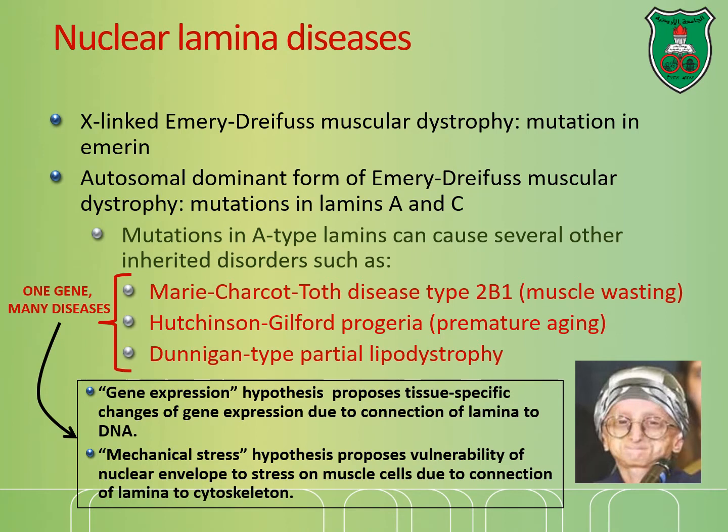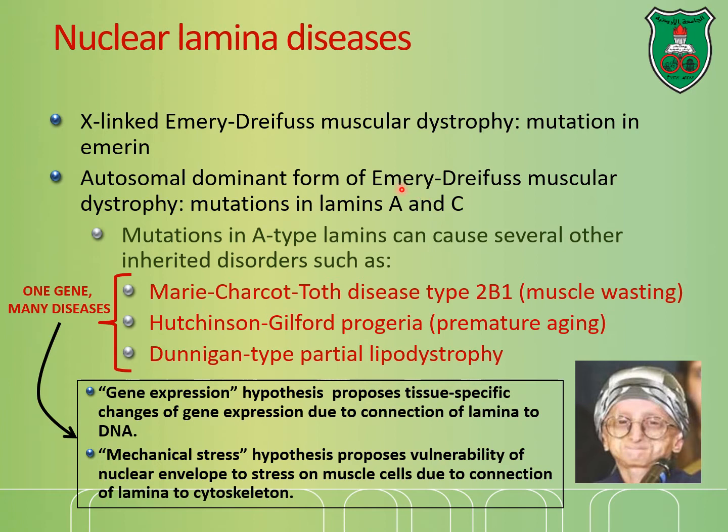So, any defect in the lamin proteins can be pathologic. Okay? So you have different conditions that are associated with mutations in these proteins, like what is known as X-linked Emery-Dreifuss muscular dystrophy. It's caused by mutation in emerin. You can also have mutations in lamins A and C causing different types of mutations as well.